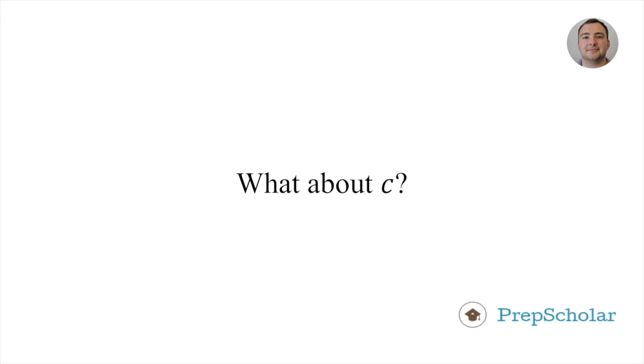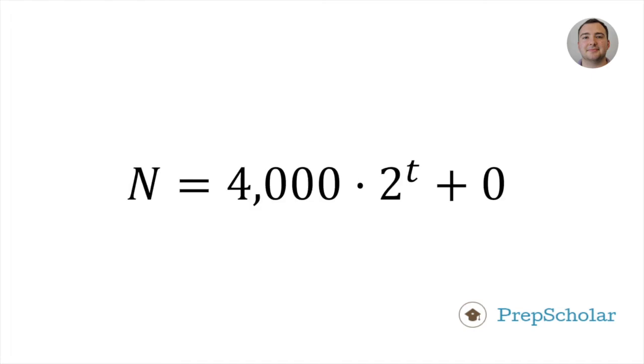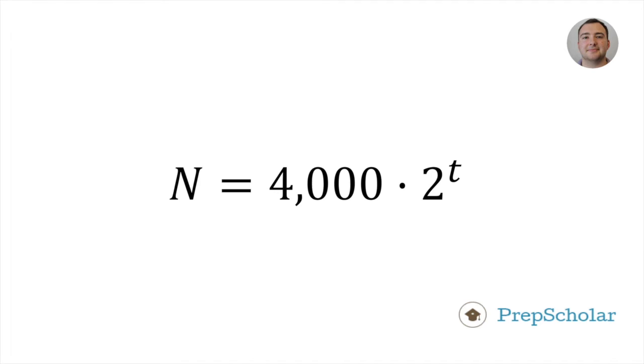What do we do about c? Well, if we look at the original question, we see that there isn't a third number to work with. Like we said earlier, c doesn't usually show up on the test, and it doesn't show up in this problem either. Therefore, our final equation is n equals 4,000 times 2 to the t plus 0, or simply n equals 4,000 times 2 to the t.